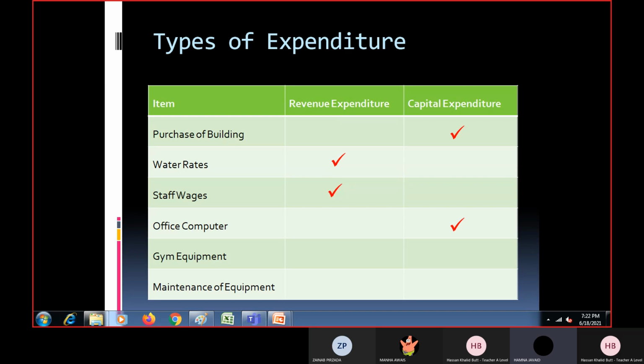Because maintenance, you just have to do it when your machinery gets faulted, when there's some fault, and it does not happen for a long period of time, and it does not affect it throughout the year. So it just comes for a while and it goes away. So this is what? Is it a capital or revenue, Hamna? It is a revenue expenditure. Revenue expenditure. Yeah, that's absolutely right.